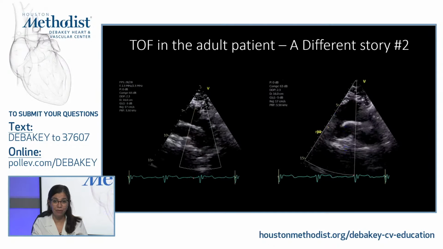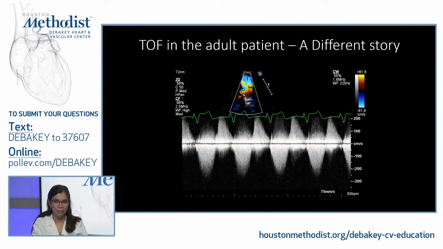But it's not straightforward. Doppler imaging is very important in severe pulmonary regurgitation. You can see that the PR envelope is very different in the patient with severe PR compared to a patient with milder forms of PR. The envelope has a triangular shape and reaches the baseline.